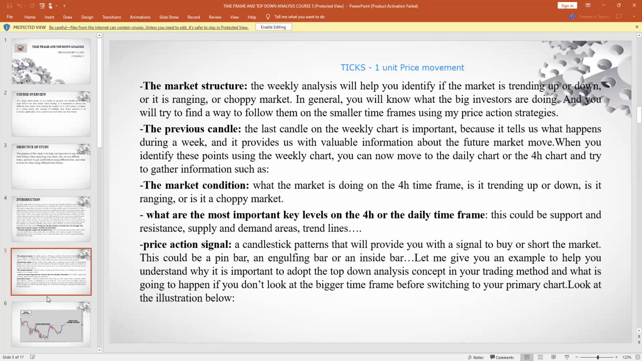Let me give you an example. Say you checked on the weekly time frame and the market structure is bearish. It means that right there, you're already expecting a sell entry. However, you find out that the previous candle on the weekly time frame closed as a pin bar on your support level. Now, my question to you is, are you still going to be looking for sell entries? Let me know in the chat box quickly.